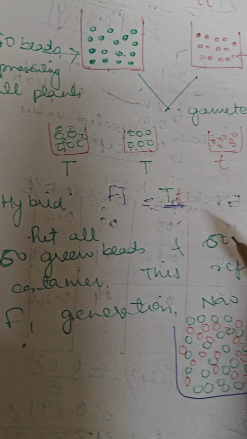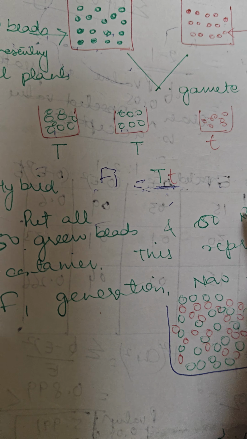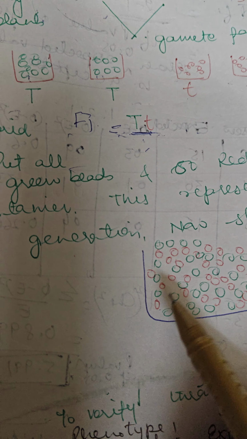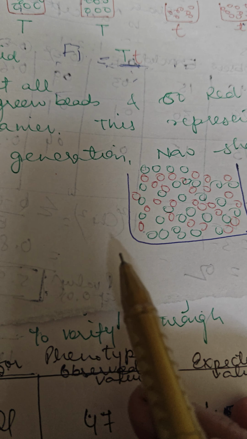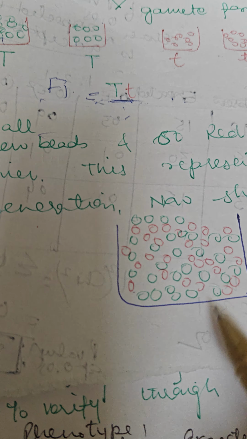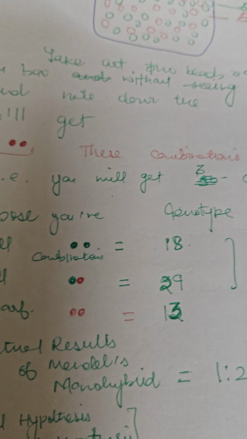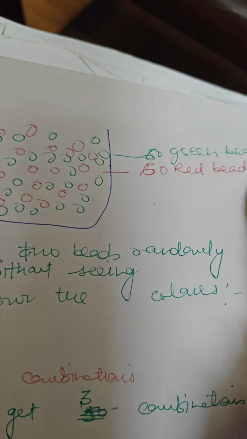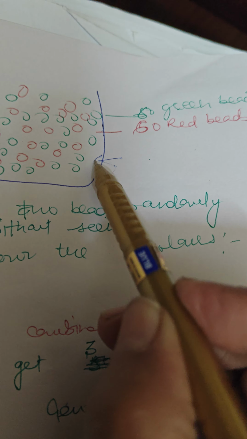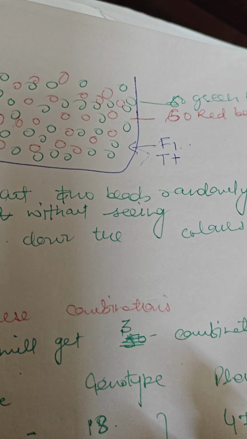Now the question is that we'll go for the F2 generation. How do we make the F2 generation? Now you have a container, let's say you put all the 60 red beads and 60 green beads in a single container. That is representing your F1 generation. And now shake this container for a few seconds. As you know, you now have 60 green beads and 60 red beads. That is actually representing the F1 generation, having these parents to begin with.